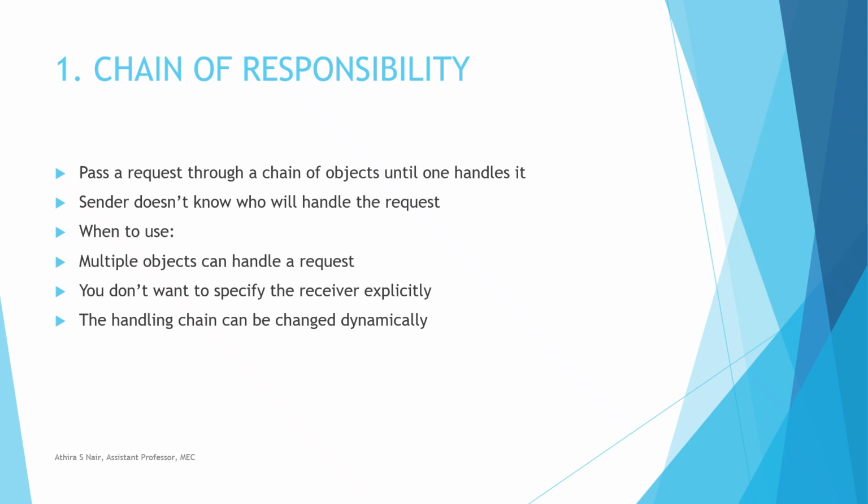We can use chain of responsibility when more than one object may handle a request and the handler is not known a priori. The handler should be ascertained automatically. And if you want to issue a request to one of several objects without specifying the receiver explicitly, or the set of objects that can handle a request should be specified dynamically.